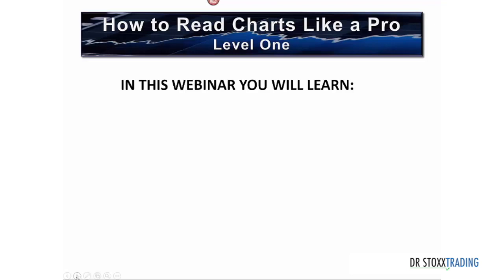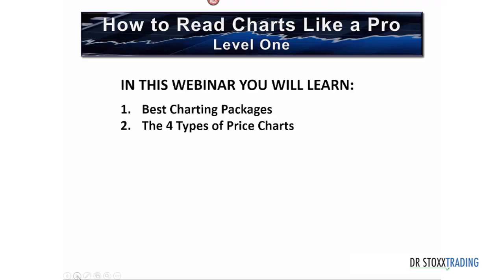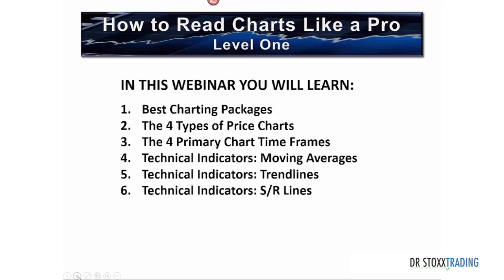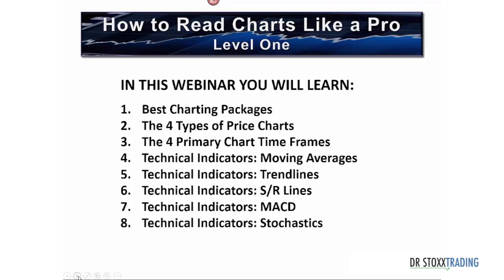Here's what we're going to cover in today's webinar. We're going to first look at the best charting packages to use. You will need to subscribe, either on the free version or a paid version, to 1 or more charting packages, and we'll talk about that in just a minute. The second thing we'll talk about today are the 4 primary types of price charts. We'll look at the 4 primary chart time frames. Then we'll look at a series of technical indicators. We'll start with moving averages, trend lines, support and resistance lines, the MACD indicator, and finally the stochastics indicator.